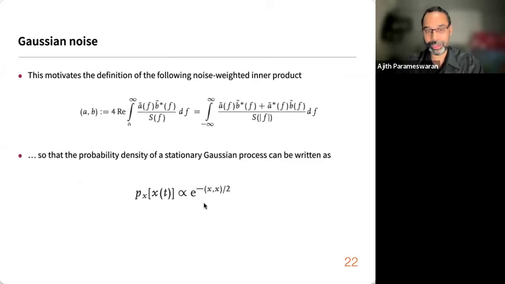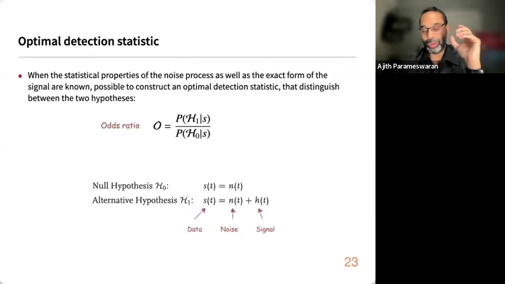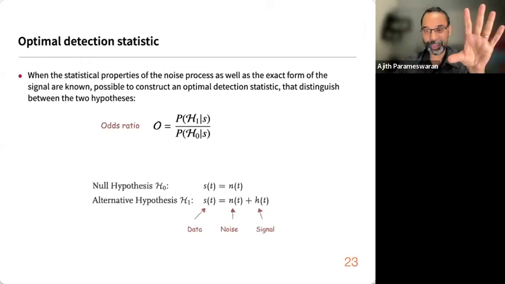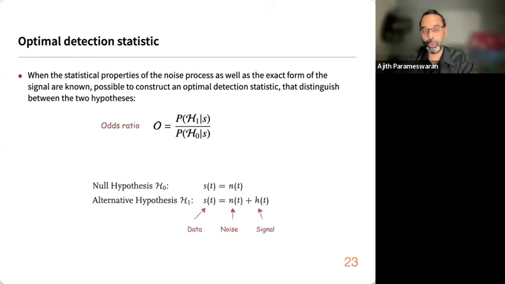It is exponential of minus the inner product of x and x divided by 2. So to summarize, if you measured a sequence of random variables x, you can compute the probability of getting that from your data by computing this inner product between x and x, and that is given by that. So keep this in mind. And now we are going to see how one could use this to construct an optimal method for detecting signals in the data.